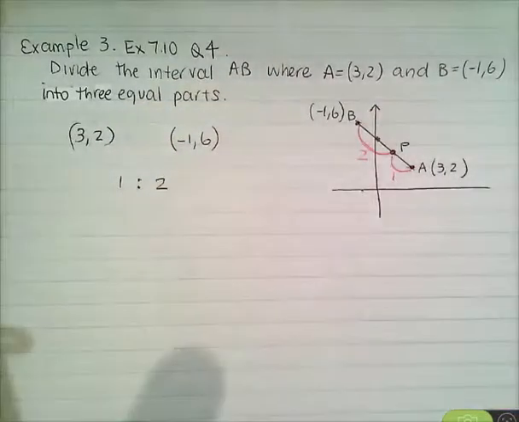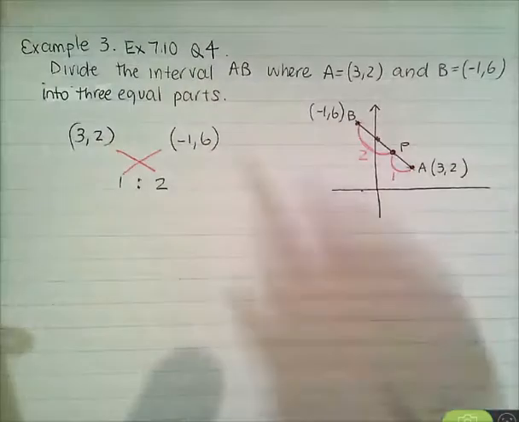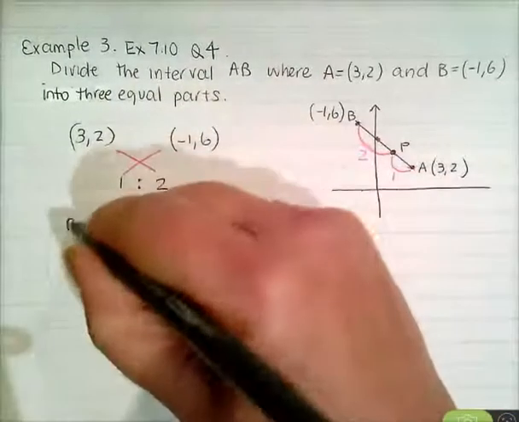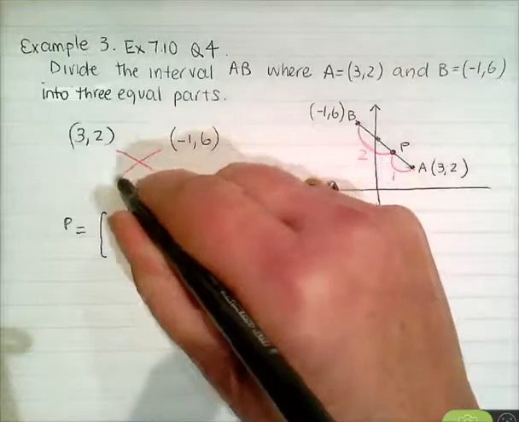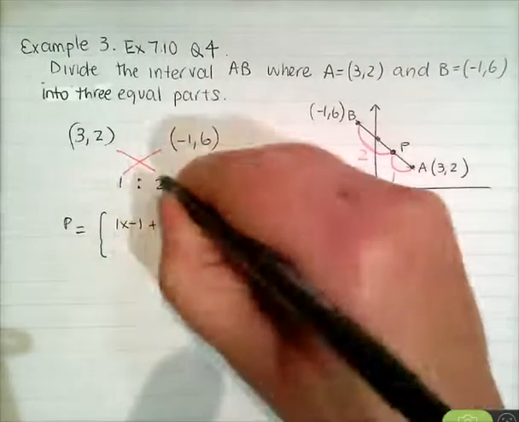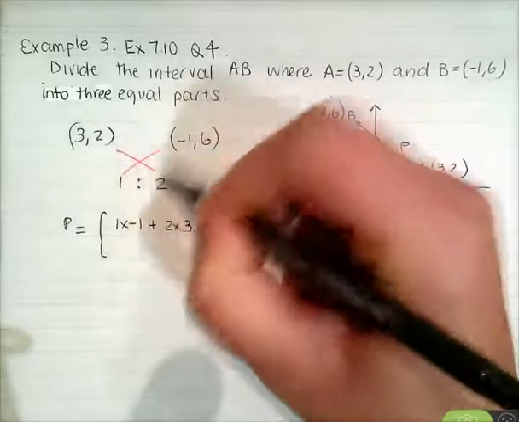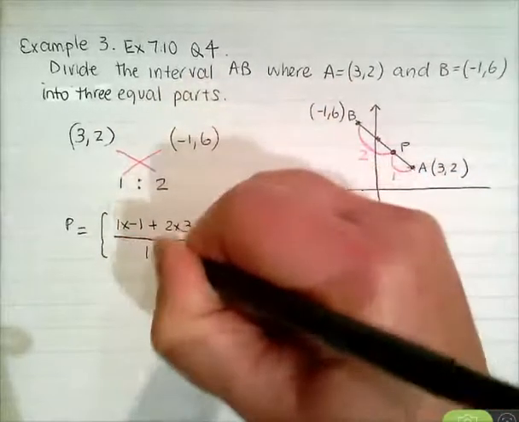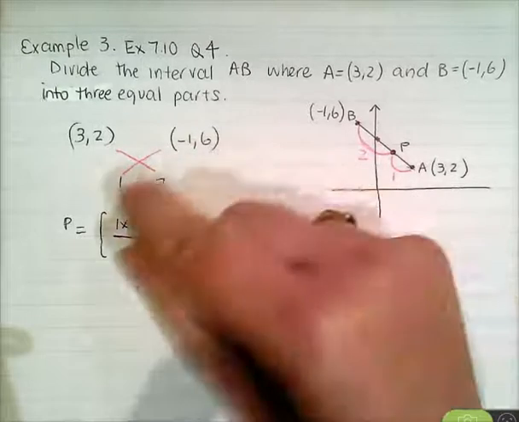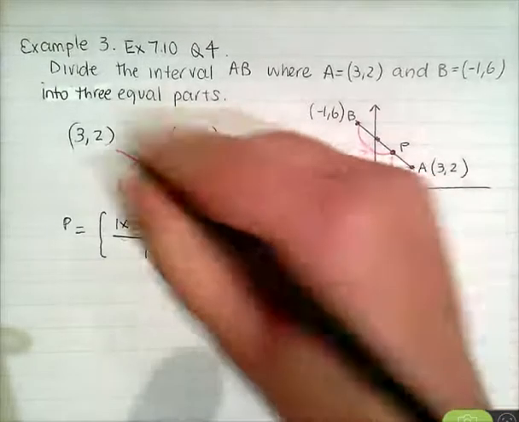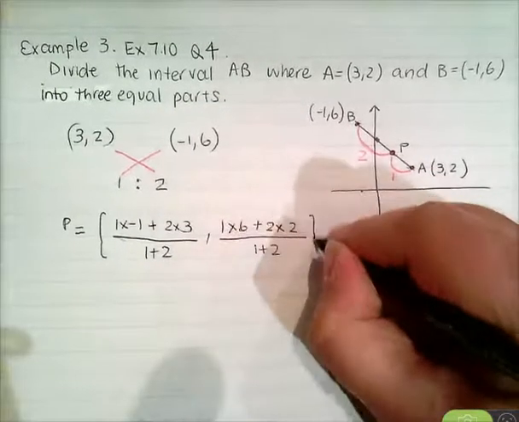Okay, so we'll do our crisscross thing here, and we start with the left hand side. So my point P is going to have an x value and a y value. The x value is formed by doing 1 times -1 plus 2 times 3, remembering we're doing this ratio times both the x values, over 1 plus 2. And the y value of the point comes from doing 1 times 6 plus 2 times that y value over there, which is 2 times 2, over 1 plus 2.